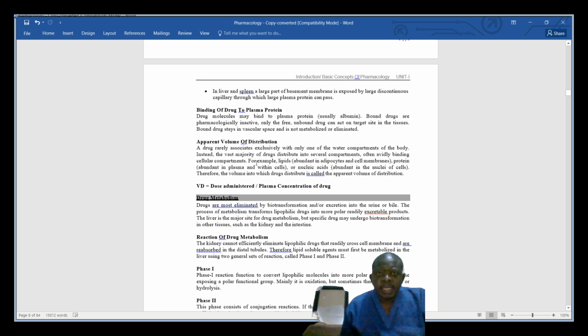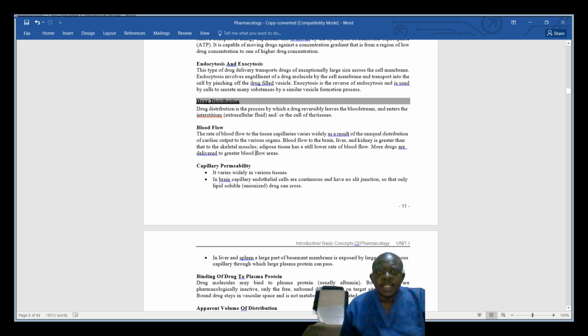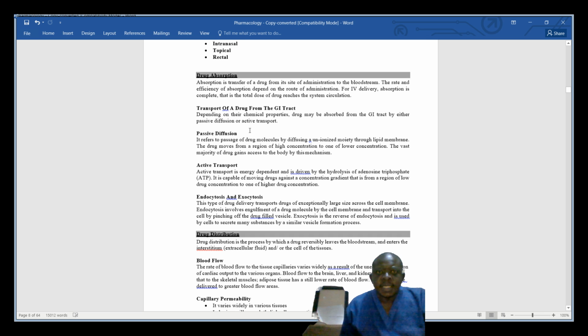Okay, so we previously looked at pharmacokinetics and the steps that are involved in pharmacokinetics. Here is a preview of what we looked at. We looked at drug absorption under pharmacokinetics, the effect of the body on the drug. So there is absorption, there is distribution, there is metabolism, and there is excretion.